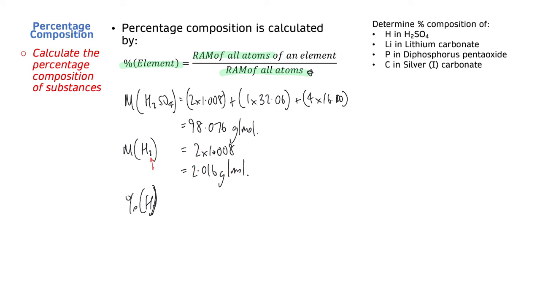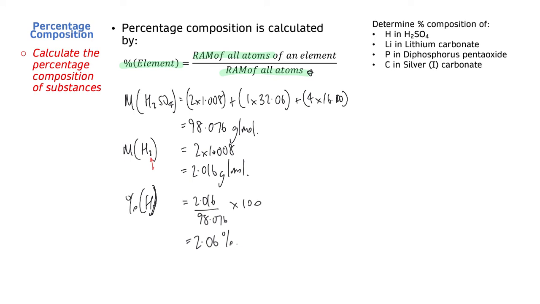But this now is just we want the percentage of hydrogen within the compound. All right, and it'll be equal to 2.016 over 98.076 times 100, which will be equal to 2.06%. Okay, so that's how you would do it. Fairly straightforward. Find out the part, find out the total, work out the percentage.